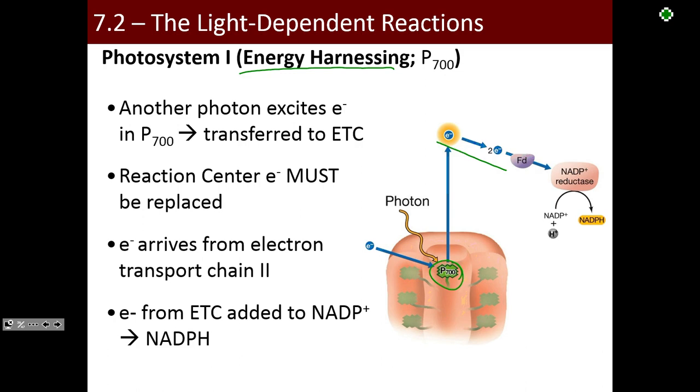Okay. So our electron arrives from electron transport chain 2, and the electron from the chlorophyll A molecule is going to get passed to one little electron carrier shuttle and then over to NADP+. And NADP+ is going to pick up that electron just like our FADH2 and NADH from cellular respiration and carry it to another process. So it's going to take that electron away to the next reaction that happens out in the stroma. Okay.